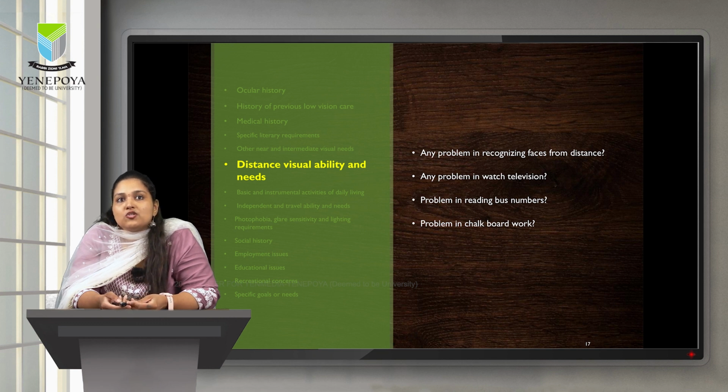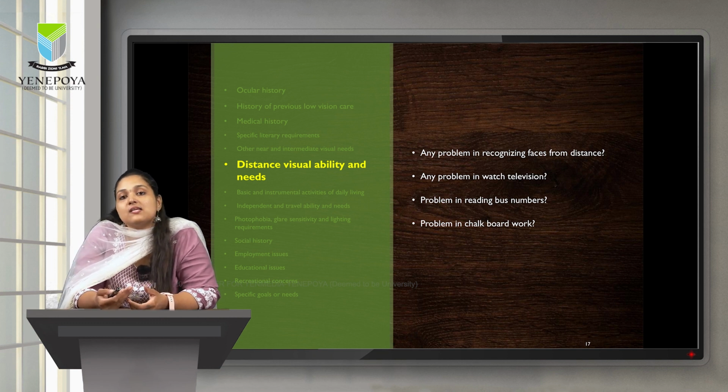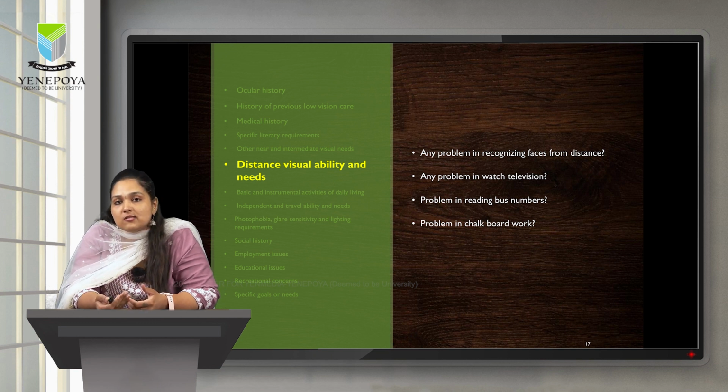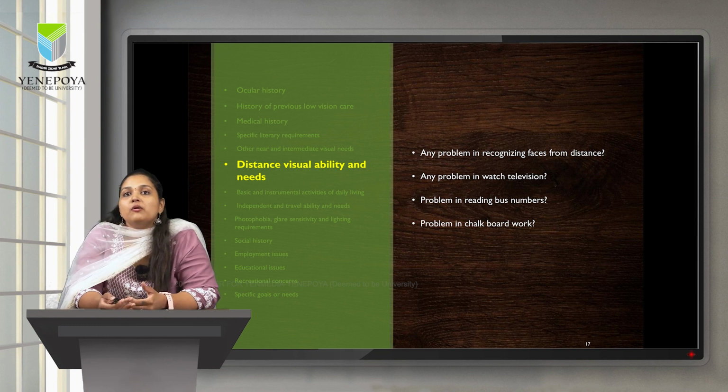Next is distance visual ability and needs. For example, for distance, how the patient is managing, whether he is able to recognize faces, or a relative coming from far, whether he is having any problem in seeing the face of the person coming opposite to him? Is he continuing watching television, or has he stopped watching television because of the low vision condition? Does he have any problem seeing the bus numbers, or when he travels is he having problem in identifying the bus to catch to go to other places? Or if it is a child, is the child having any problem in seeing the blackboard?